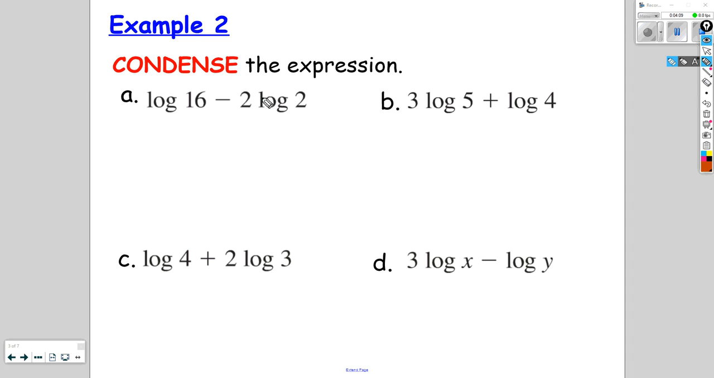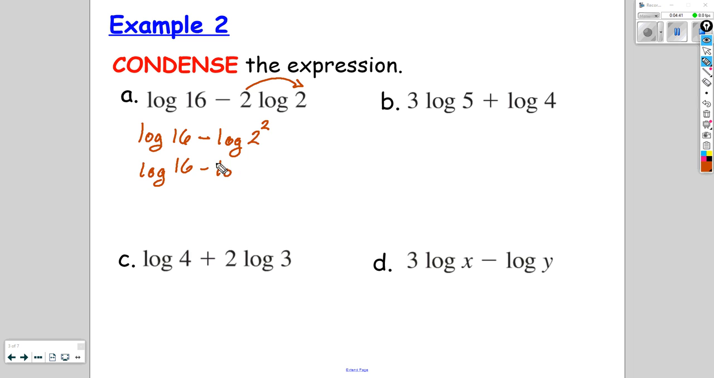And minus 2 times log of 2. Once again, the implied base there is 10 as well, so we can use these properties. First, before we do anything, though, we might want to rewrite this. All right, use the power property and rewrite this as log of 2 squared. Well, we know what 2 squared is. That's 4.